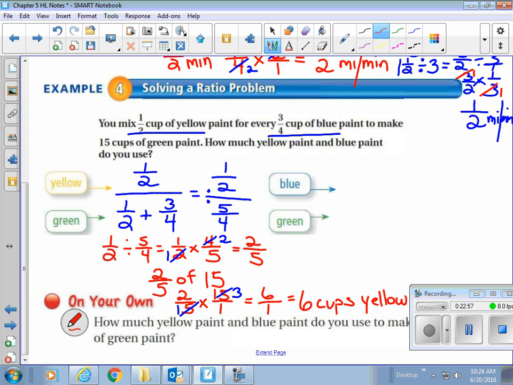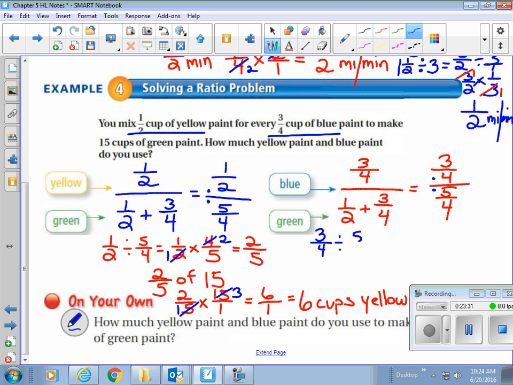Then we're going to do the same thing to figure out how many cups of blue we're going to need out of the 15 cups of green paint. So I know that blue has 3/4 cups, and green is still my yellow plus my blue. So we're left with 3/4 to 5/4. Again, a complex fraction. I'm going to come down here and do my division. 3/4 divided by 5/4 becomes 3/4 times 4/5.